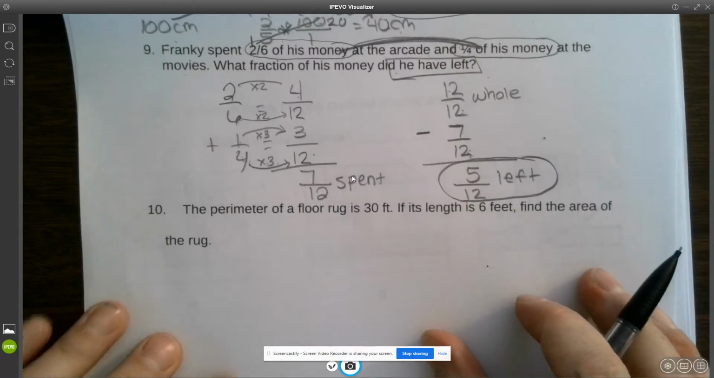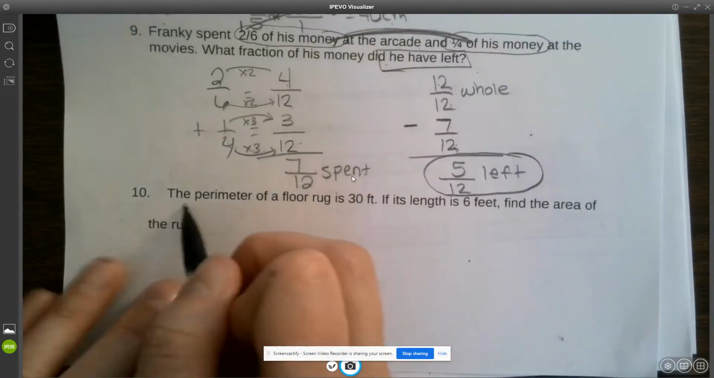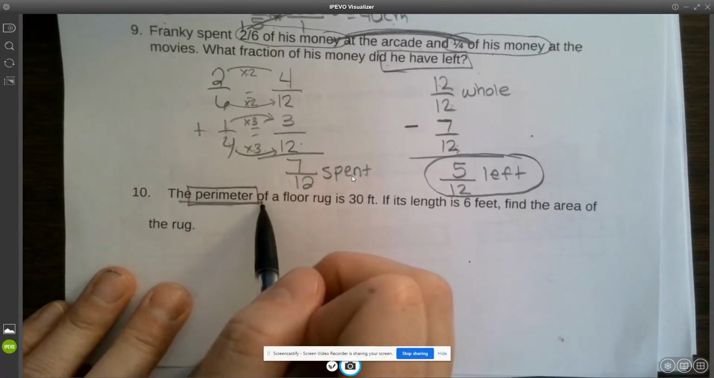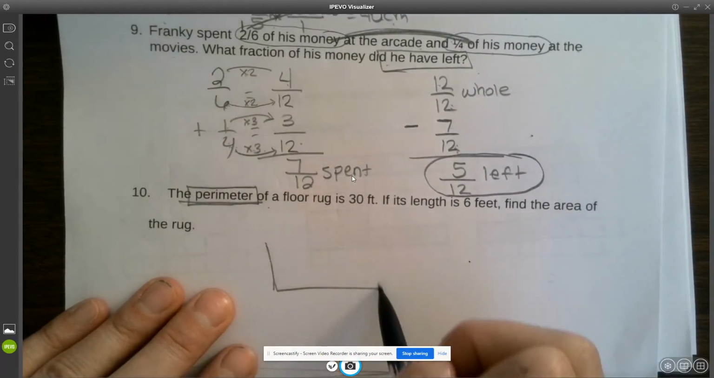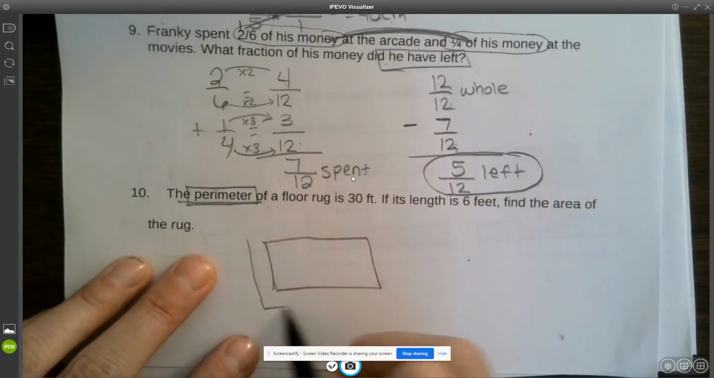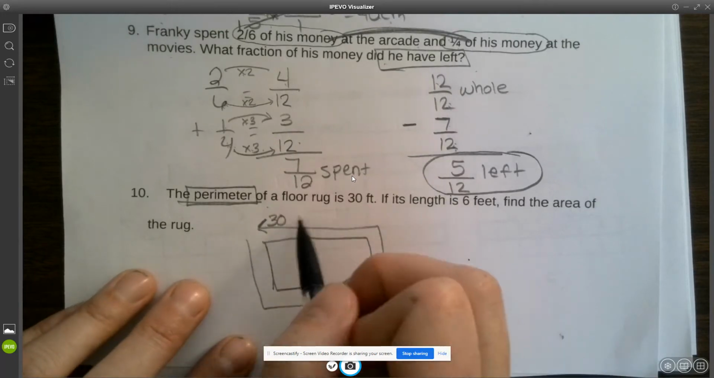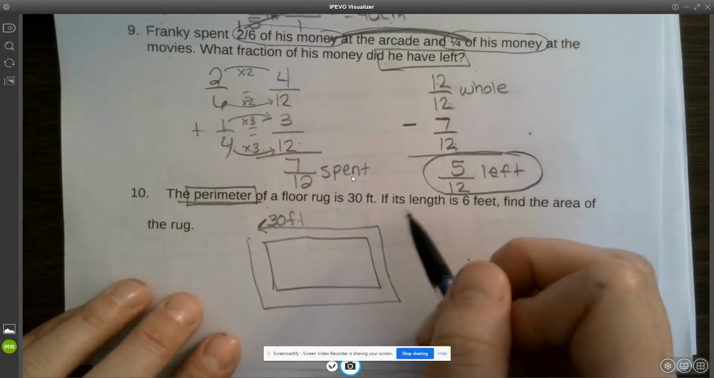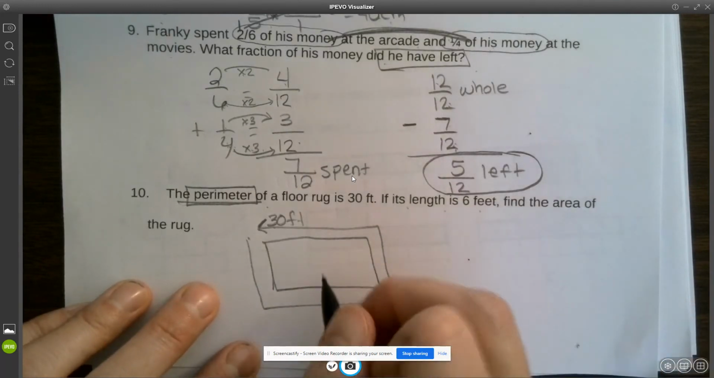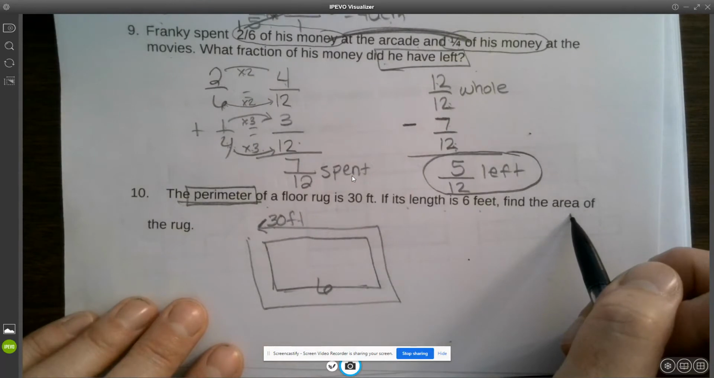All right? Number 10. The perimeter of a floor rug is 30 feet. Now, this one is perimeter of a floor rug. So you have to think that's going around. Perimeter is like if you were to walk around this rug, it's going to equal 30 feet. If I was to start here, walk around, it's 30 feet. It says if its length is 6 feet, so if its length is 6, here's the length, find the area.